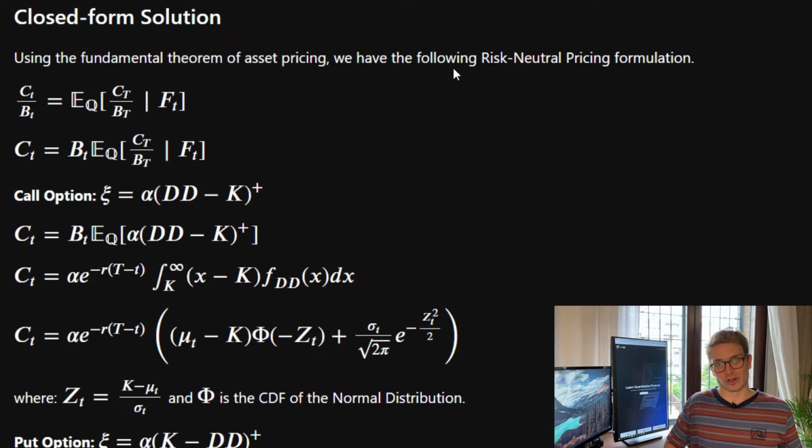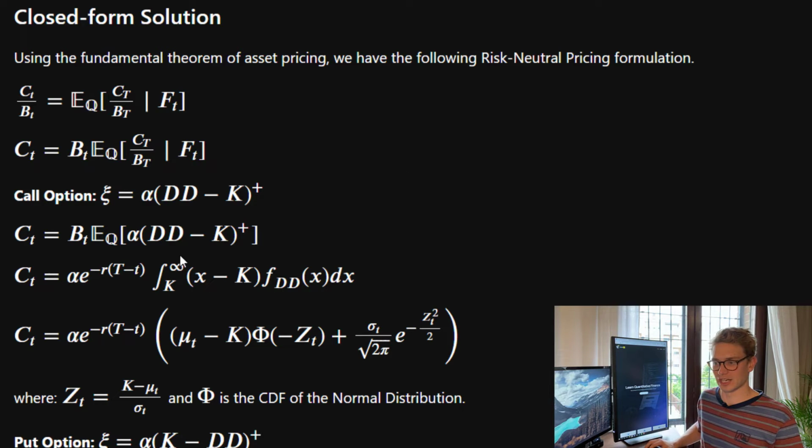Now that we've got our risk neutral mu and our risk neutral var, how can we actually apply that in a closed form solution? Well, essentially using the fundamental theorem of asset pricing, we've got the following formula. We've got our expectation under the risk neutral dynamics is equal to our payoff divided by our bank account, our risk-free asset, given our filtration T. Now, if we take this BT to the other side, which is our risk-free bank account, our discount rate, our risk-free process is actually constant over time.